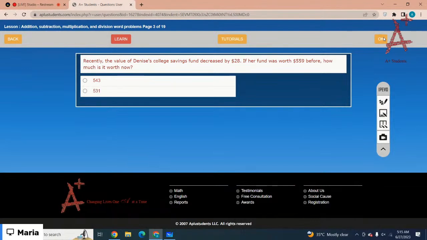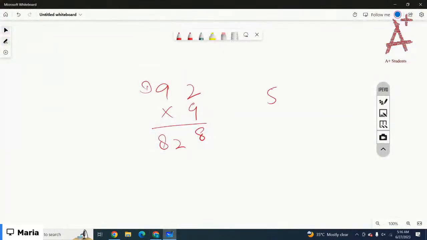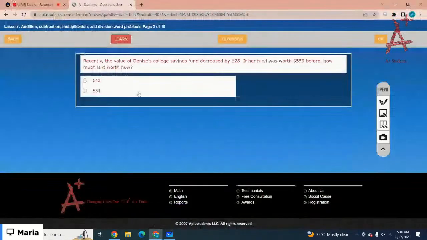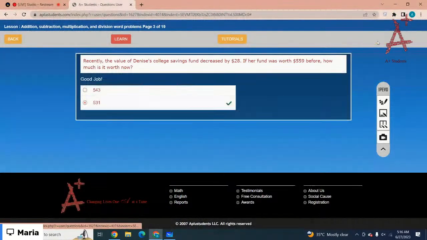You have to take 28 away from 559. Got it? Because before, her fund was 559 and the fund decreased by $28. So you have to do 559 minus 28. Got it? 9 minus 8 is 1, 5 minus 2 is 3, and 5, it would be 531. The correct option is 531.